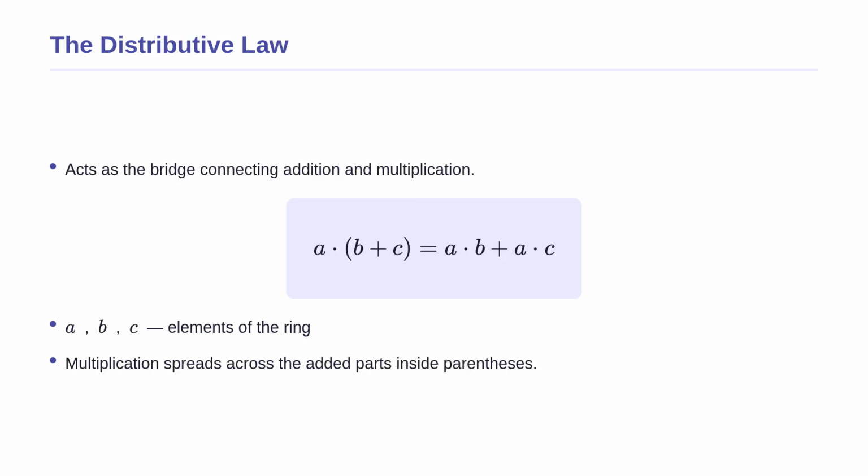Finally, we have the distributive laws, which act as the bridge connecting addition and multiplication. Without this, the two operations would have nothing to do with each other. This specific formula shows left distribution. It means if you multiply an element A from the left side against a sum of B and C in parentheses, the multiplication spreads out. The outside element multiplies against each part of the inside sum individually. This is exactly how you expand brackets in basic high school algebra. If a set passes all these formula checks, it officially becomes a ring.